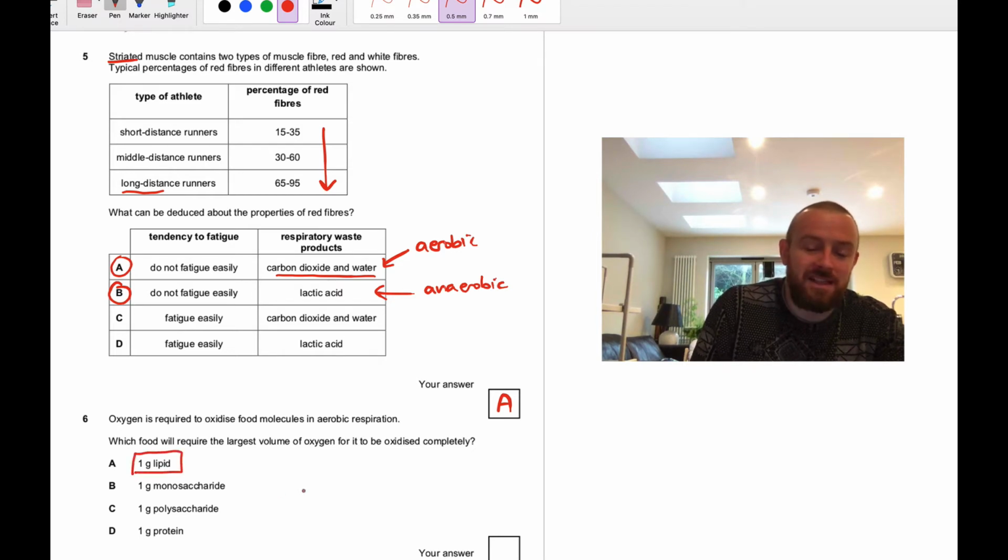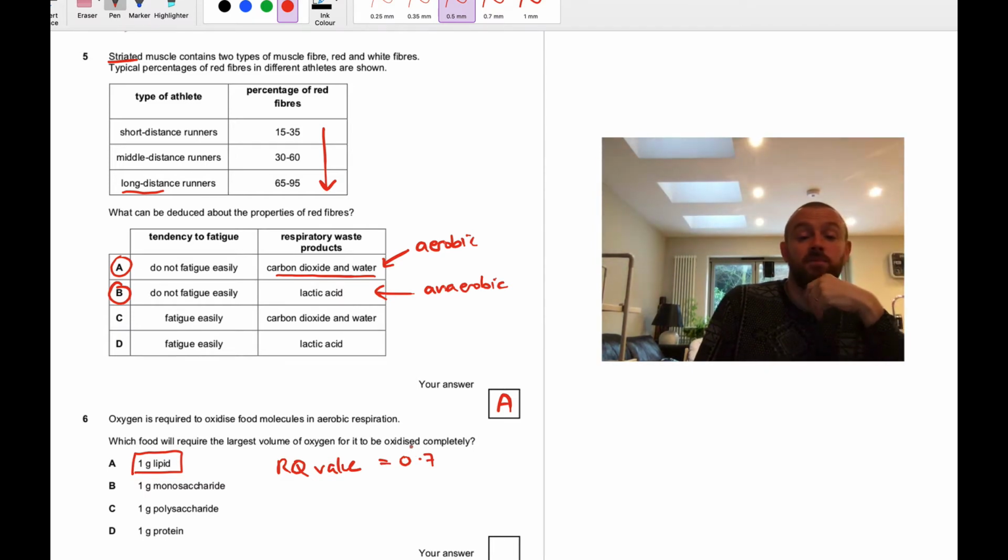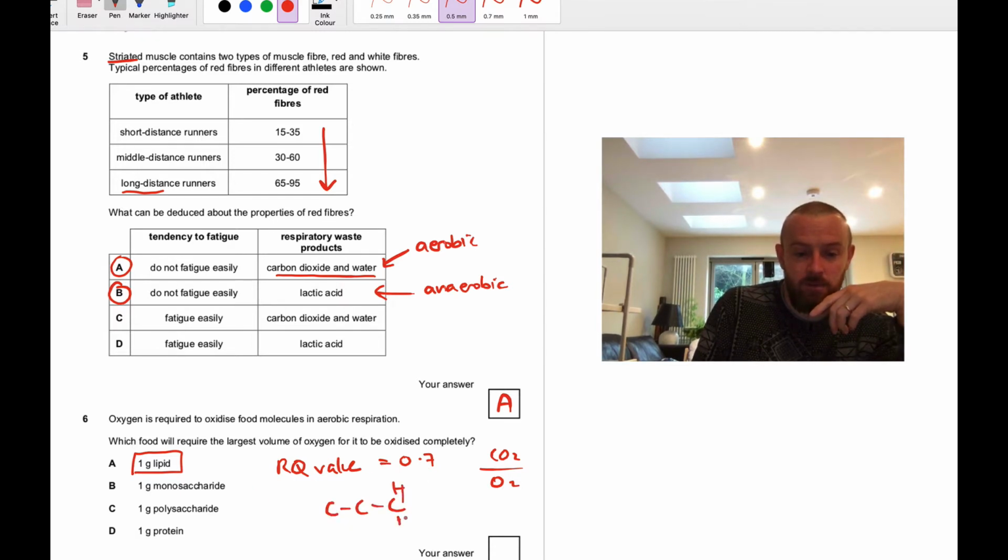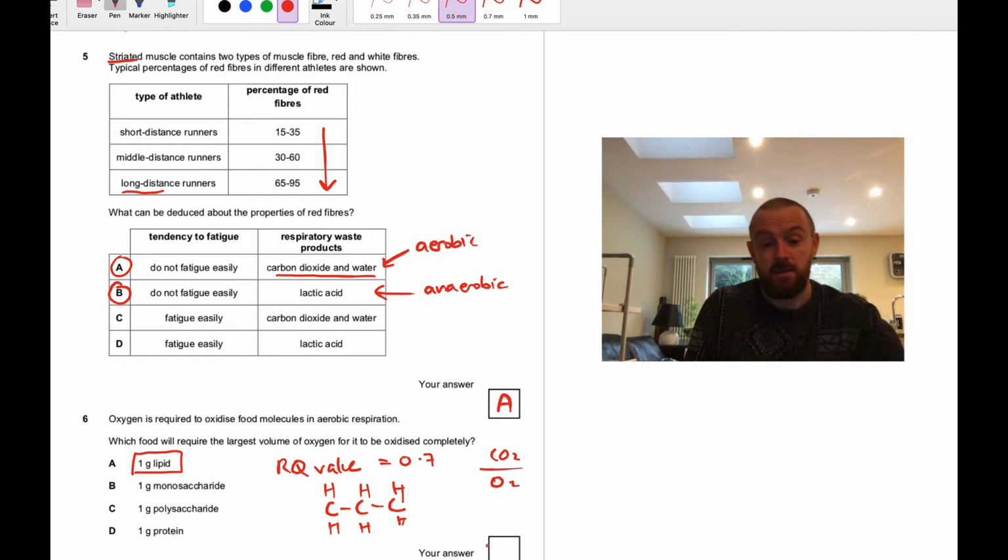Now, you can get to that in 2 ways. You can think about RQ value. The RQ value of lipid is about 0.7, which is the lowest, which means, therefore, that it needs the most oxygen, because remember RQ value is CO2 divided by oxygen. So the more oxygen needed, the lower the RQ value. Also, the fatty acid chain of a lipid is basically just carbons and hydrogens. So there's no oxygens in that chain, so we're going to need to bring in a lot to oxidize.